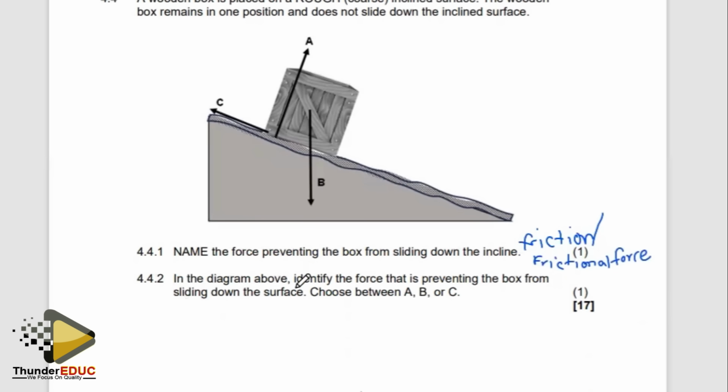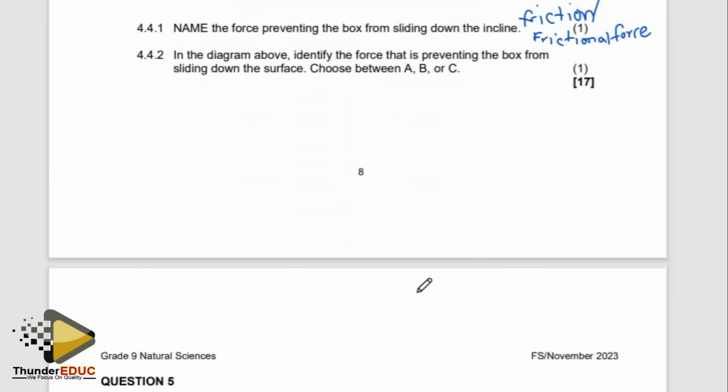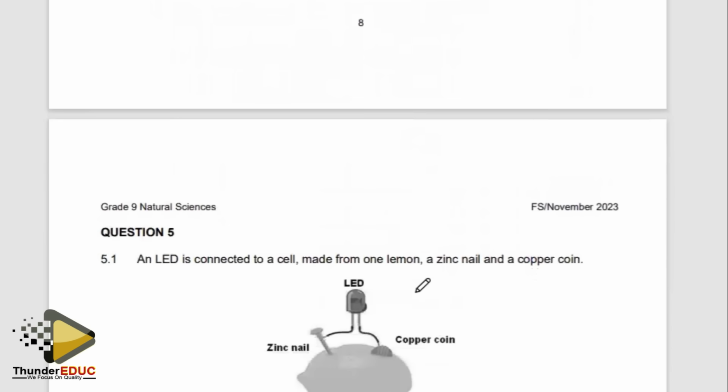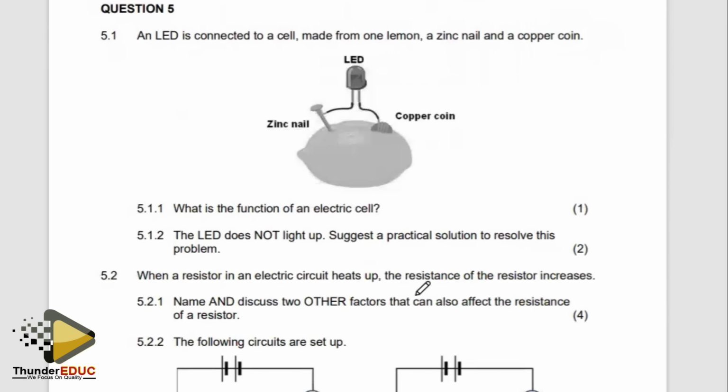Okay, now in the diagram above, identify the force that is preventing the box from sliding down the surface. Because remember, we said the frictional force is opposing. So definitely we are left with the force C, because this is the force that is opposing. That's the frictional force. Okay, you are done with question 4. You collect your 17 marks. You move on to question 5.